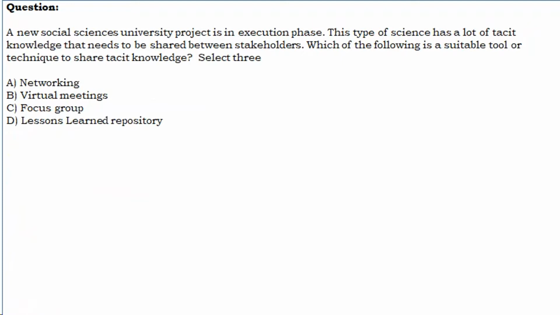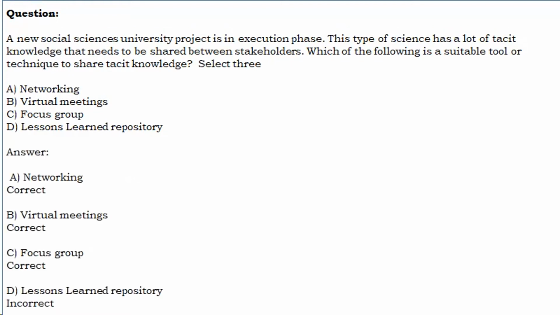A new social sciences university project is in execution phase. This type of science has a lot of tacit knowledge that needs to be shared between stakeholders. Which of the following is a suitable tool or technique to share tacit knowledge? Select 3. A. Networking. B. Virtual meetings. C. Focus group. D. Lessons learned repository. Let us see the answer.